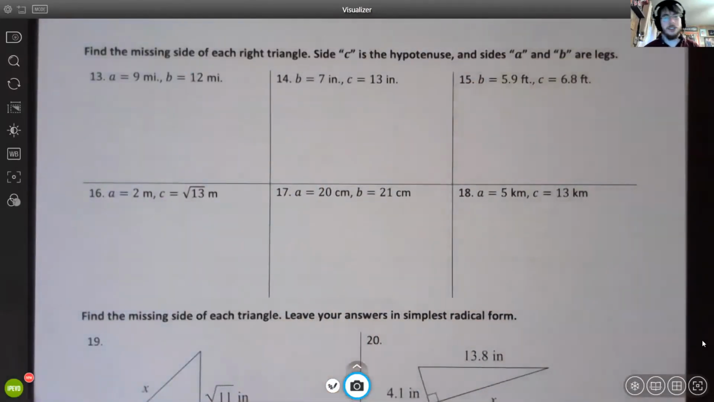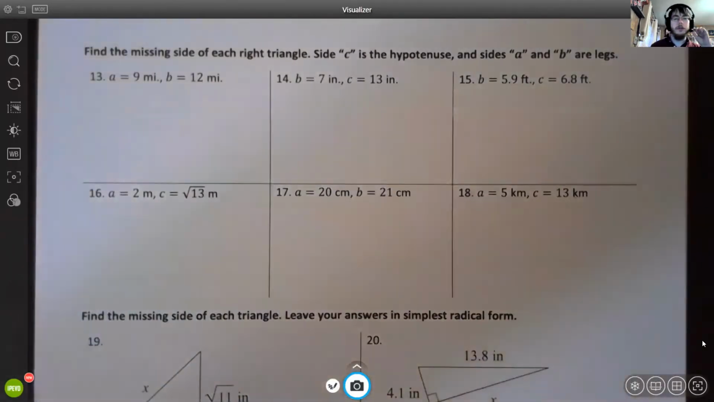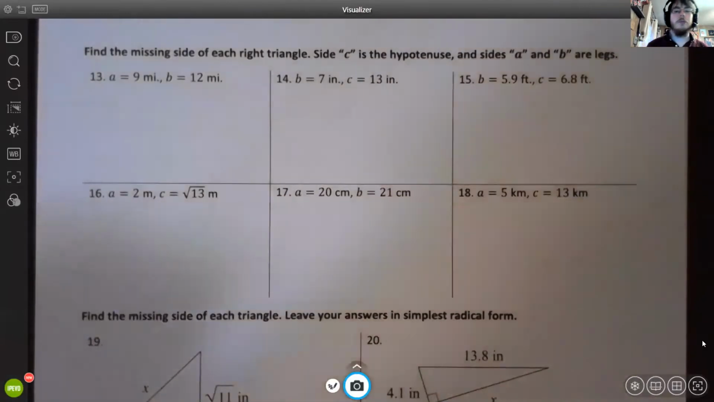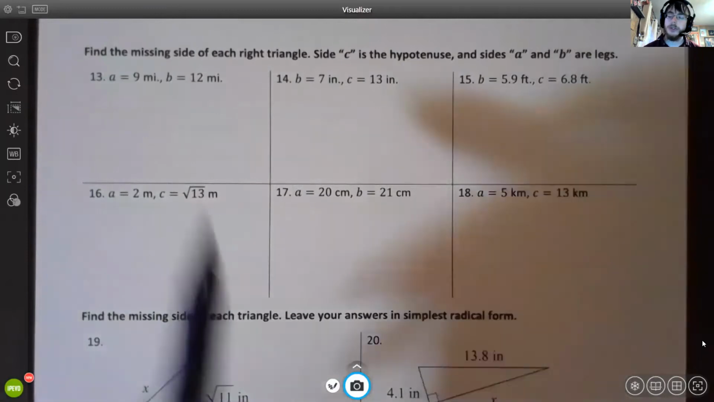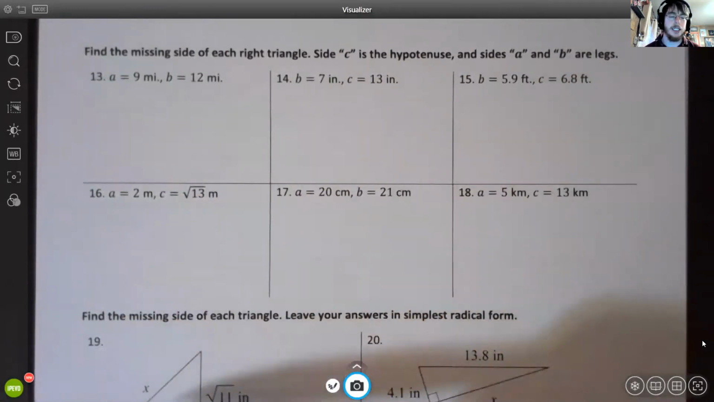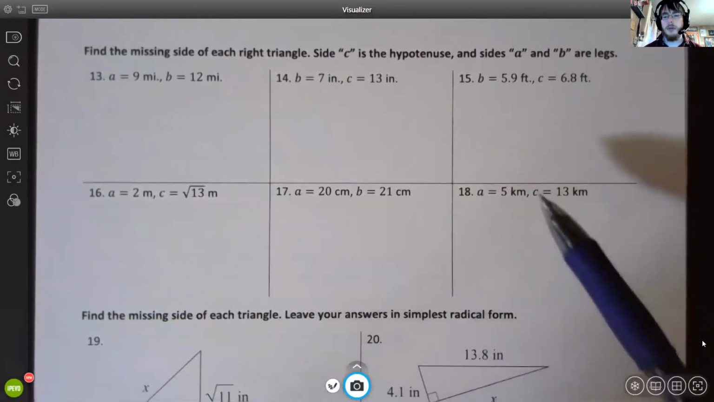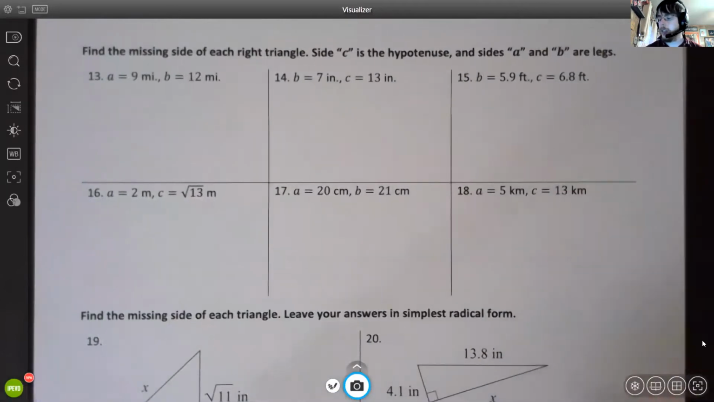Hello everyone, this is Mr. McMillan, and in this example video we're going to be going over the example problems from page 3 on how to find missing side lengths using the Pythagorean theorem. In our instructional video we already went over numbers 13, 14, and 19. So in this video we will be going over the remaining ones on this page, 15 through 18 and 20 through 24.